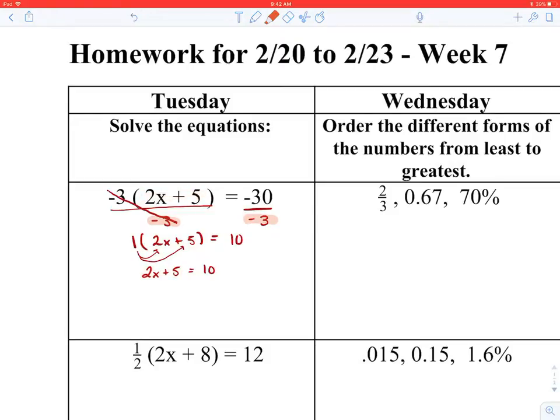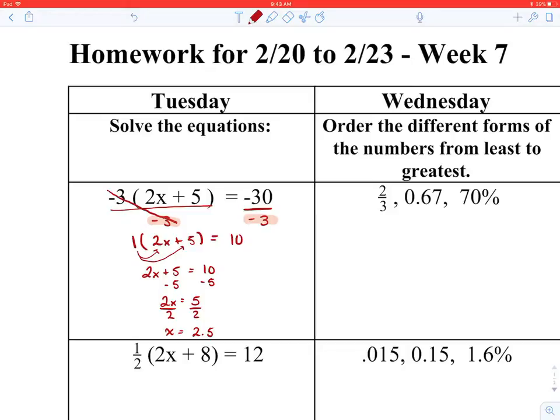And then after that, it just becomes a two-step equation. We want to get rid of the fake friend first, so we're going to subtract 5 from both sides. That's going to leave me with 2x is equal to positive 5. And then lastly, I'm going to divide both sides by 2. And then that's going to get me x is equal to 2.5. If you take 5 and you divide it by 2, that leaves you with 2.5.